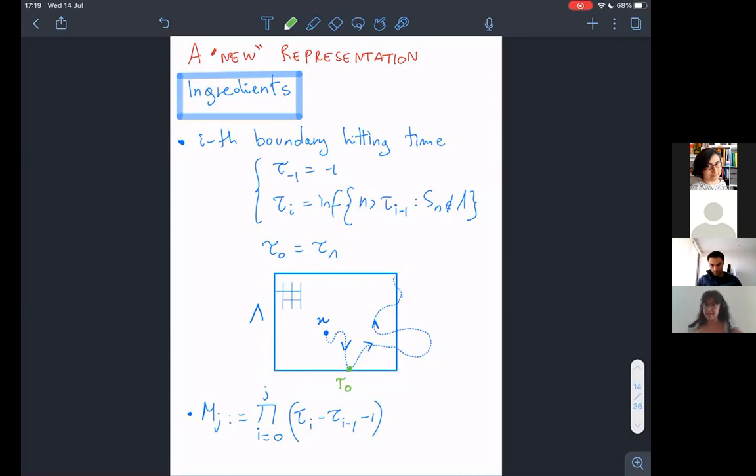So for instance, this is τ0, this is the first time, this is the second time, and then again the random walk stays out of the box for another time. τ3, I guess this is going to be τ4. I'm sorry, my drawings are not really to scale. τ5, then the random walk stays inside lambda, exits again at τ6, and so on and so forth. And then you're going to need this M_j, which are the product of the successive hitting times of lambda complement, if you want.